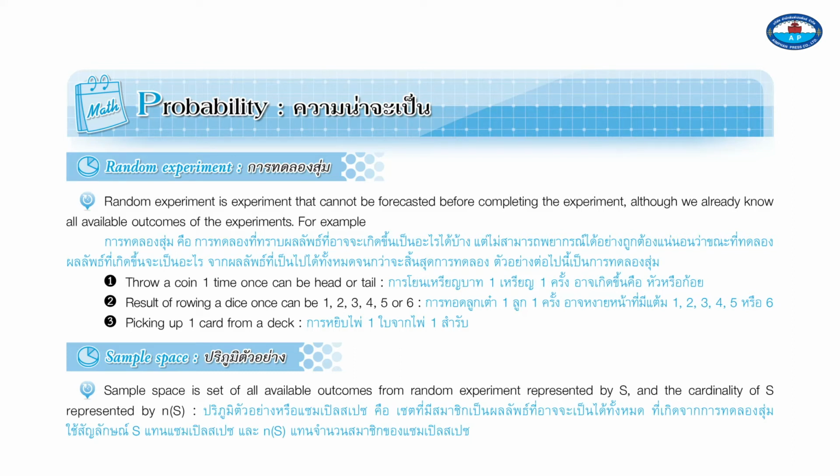4. Picking up 5 cards out of a deck, find results of getting 2 jacks and 3 kings.